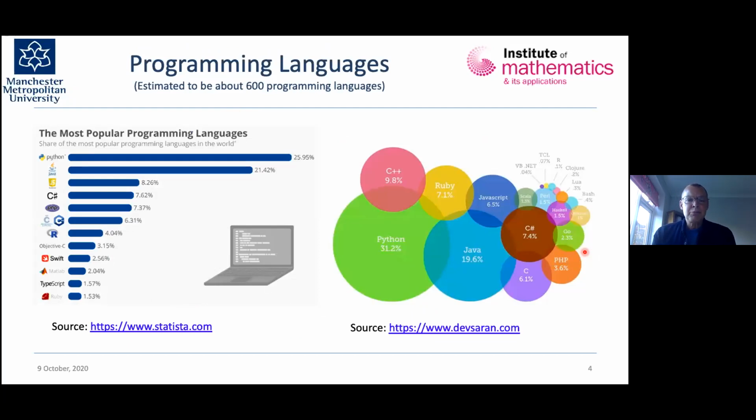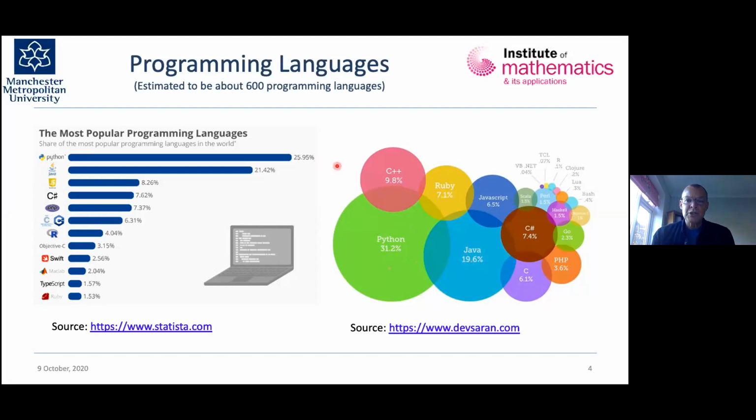Okay, so if we're talking about programming languages, I think I've been reading about this, and I think there are estimated to be about 600 live programming languages at the moment. If you look on Google, I found some stats from Statista and from DevSaran, looking at the most popular programming languages in the world at the moment. And I'm sure you'll not be surprised to see that Python, Java, JavaScript, C#, etc. are always at the top of these lists. This figure here shows that 31.2% of the world uses Python, about 20% use Java, etc.